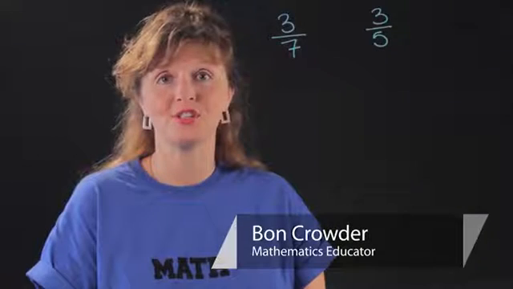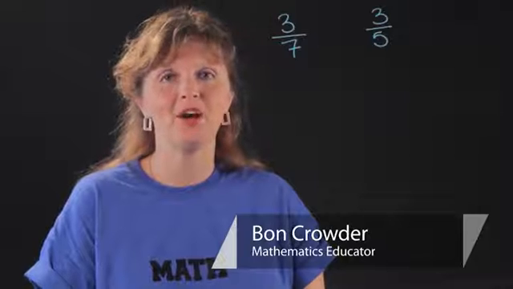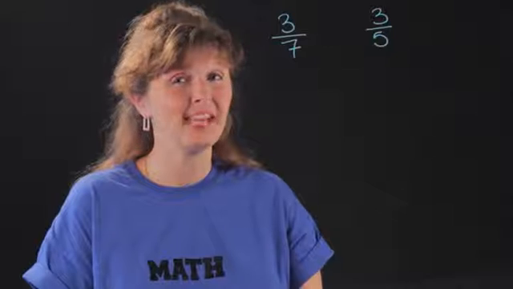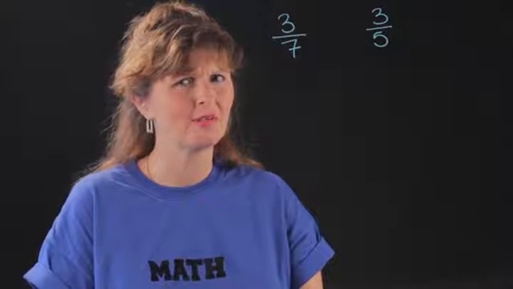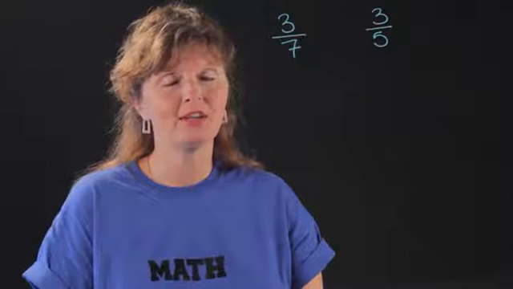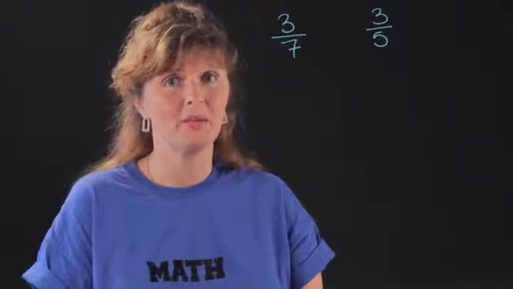How to change fractions with unlike denominators but the same numerator. I'm Bon Crowder with Math4.com, and we're talking about fractions that have the same top but different bottoms. Same numerator, different denominators. So in fractions, sometimes you need to add them, sometimes you need to multiply them, and sometimes you just want to compare them.